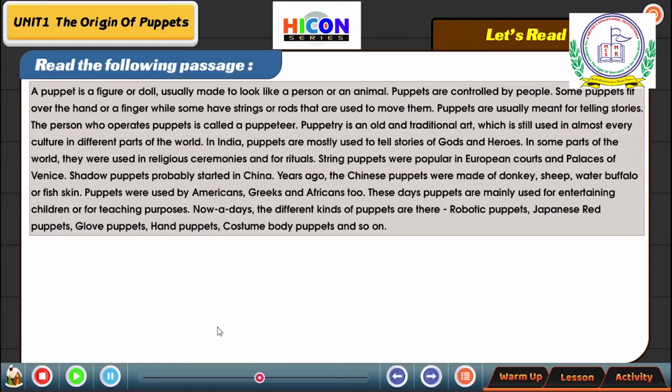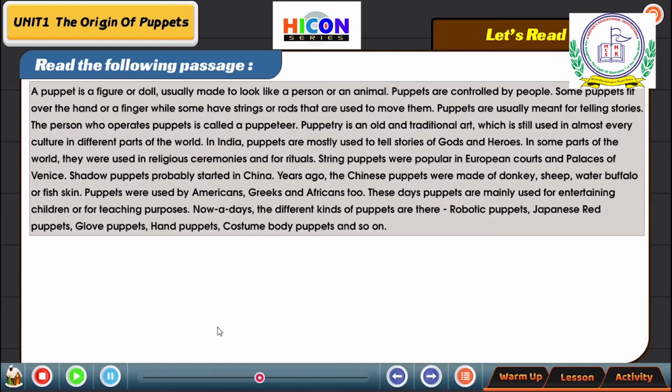So the passage is all about the puppets. Okay, puppets are dolls or small figures. They are controlled by human beings, people. Some puppets are made to fit in the hand, the fingers, and some are controlled using threads and rods. So the person who controls this puppet is called a puppeteer, and the art of using puppets for telling stories is called puppetry. It's an old and a traditional art.